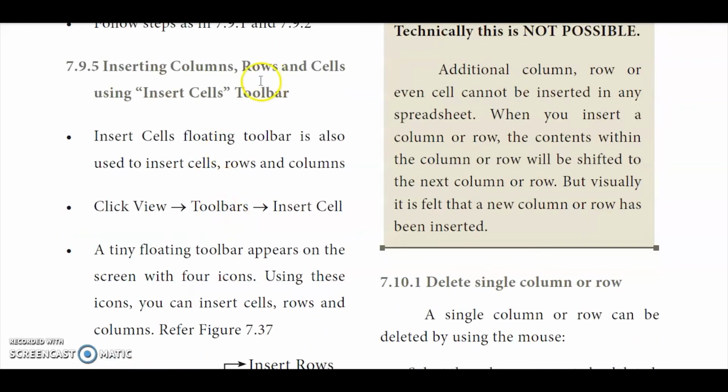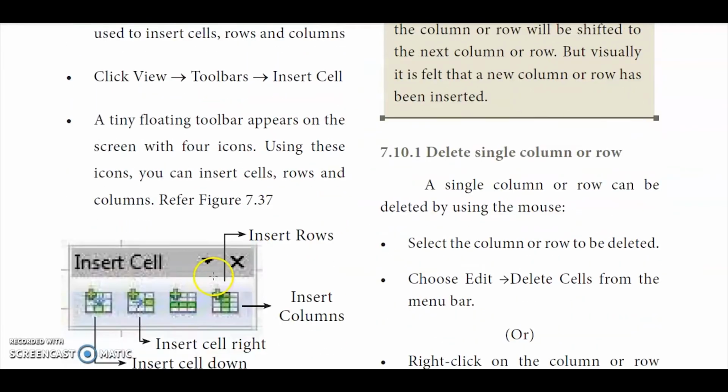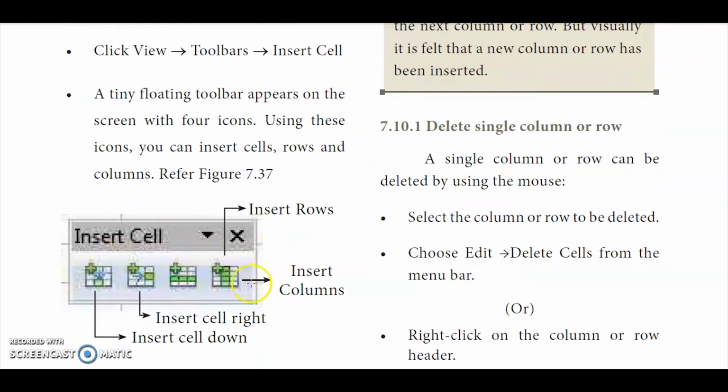So inserting columns, rows and cells using the insert cells toolbar. The insert cells floating toolbar is also used to insert cells, rows and columns. So click view, toolbars, insert cell. A tiny floating toolbar appears on the screen with 4 icons. Using these icons you can insert. So this one is the insert cell dialog box.